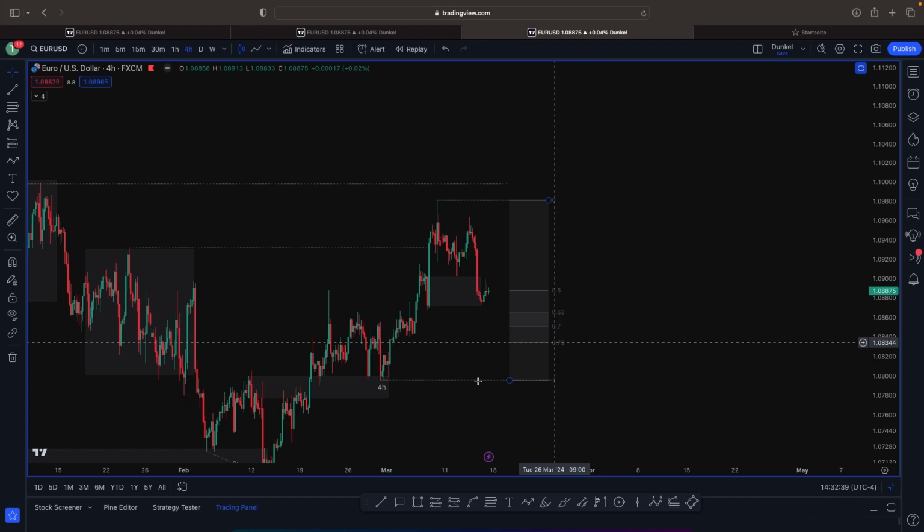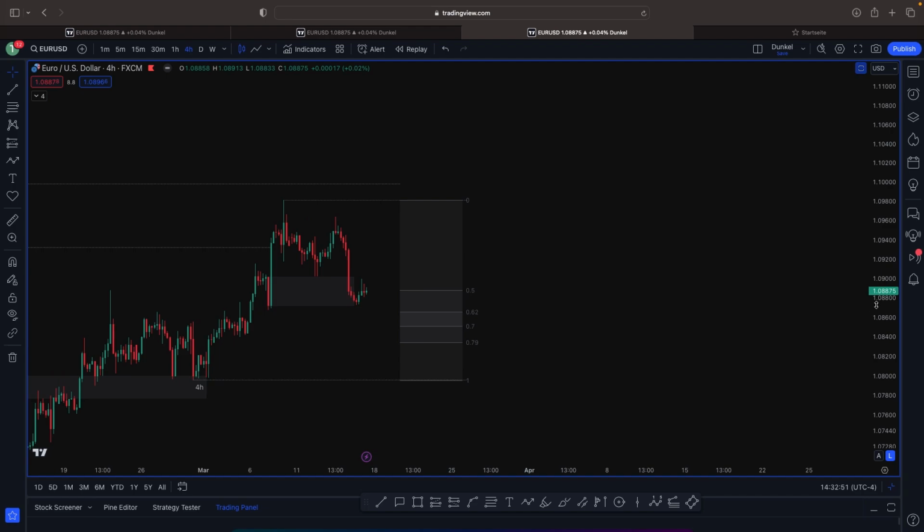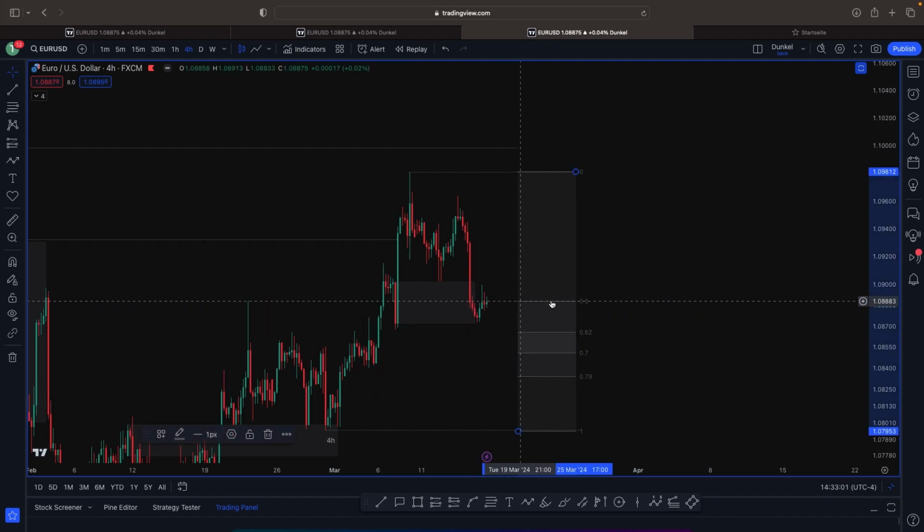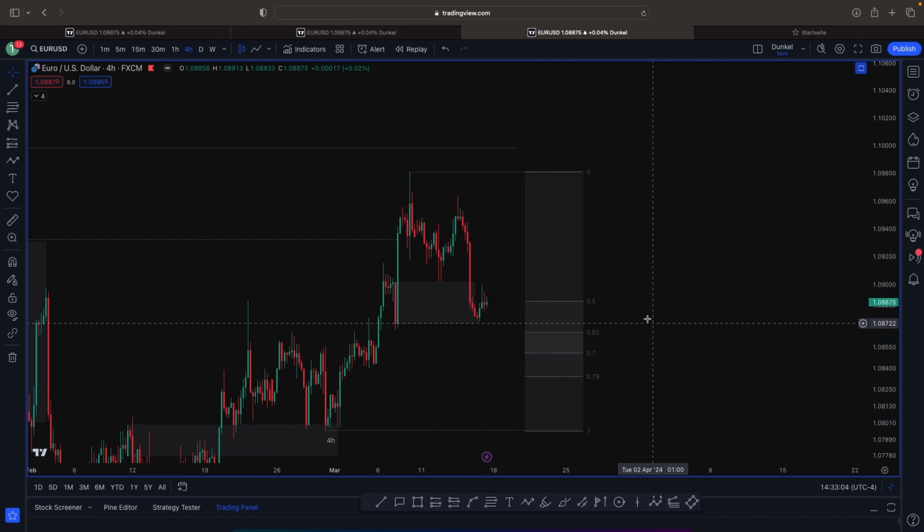Now again, we have external liquidity in form of swing highs and swing lows, and we have internal liquidity in form of, for example, here we have a fair value gap which hasn't been mitigated. We have this demand zone, and we have this demand zone right here. And applying the knowledge we gained at the beginning of the video, we know that price tends to do three things. It tends to hunt buy side or sell side liquidity, it rebalances to inefficiency, and it rebalances to equilibrium.